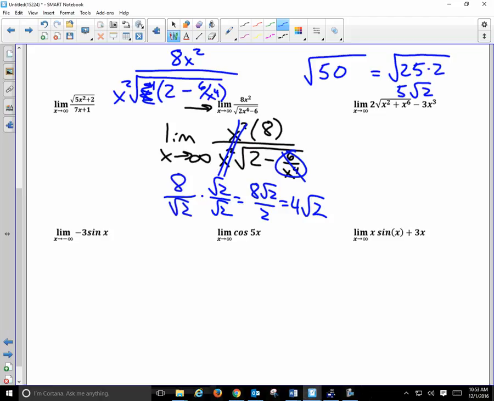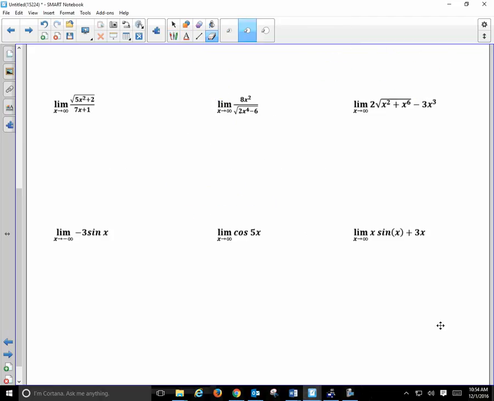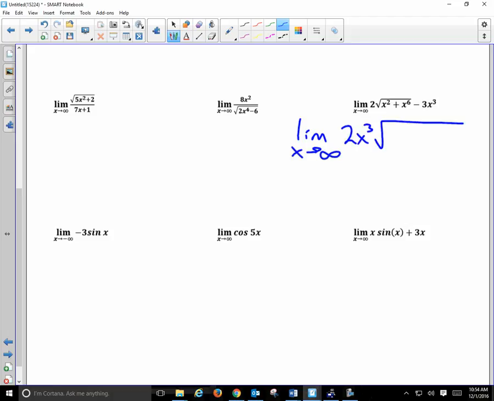Better? Okay, we'll look at this one. I'm going to take an x to the sixth out. Limit as x goes to infinity of, when I take an x to the sixth out, what does it become? Yeah, so I have 2x to the third times the square root of. Remember, I took out an x to the sixth, so I have 1 over x to the fourth plus 1 minus 3x to the third.